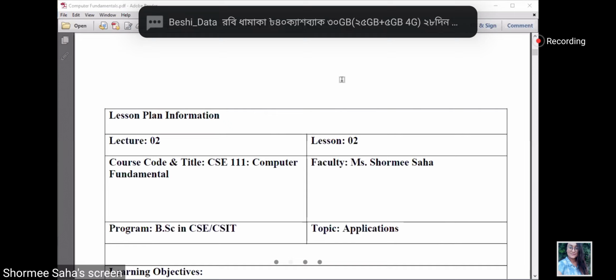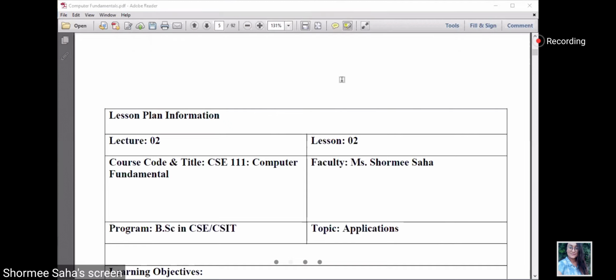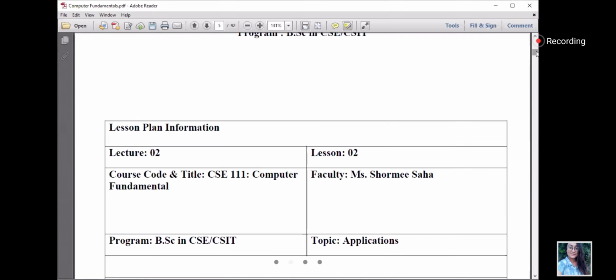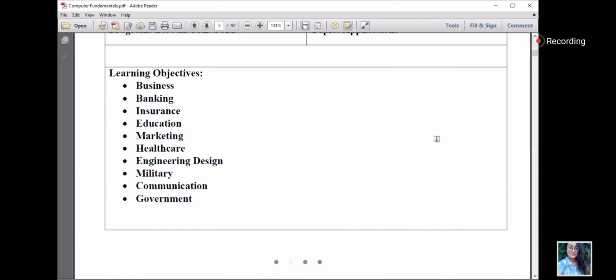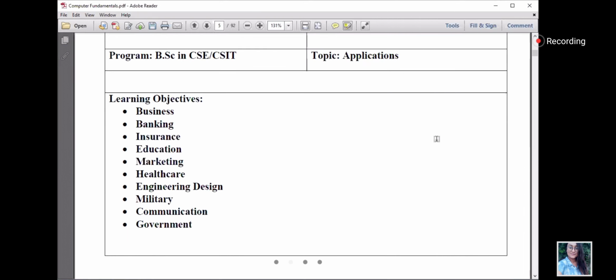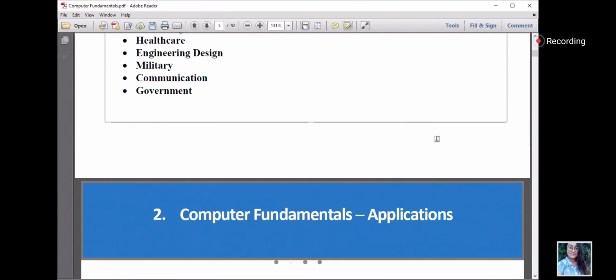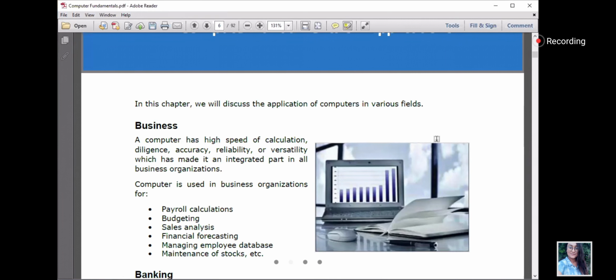So in the last class, we did the introduction of computer and also the functionalities of a computer, how a computer works, the advantages and disadvantages. So in this class, we'll be proceeding with mainly the applications of computer, where computers are actually used in real life. Now, the first application I'll be talking about is business.